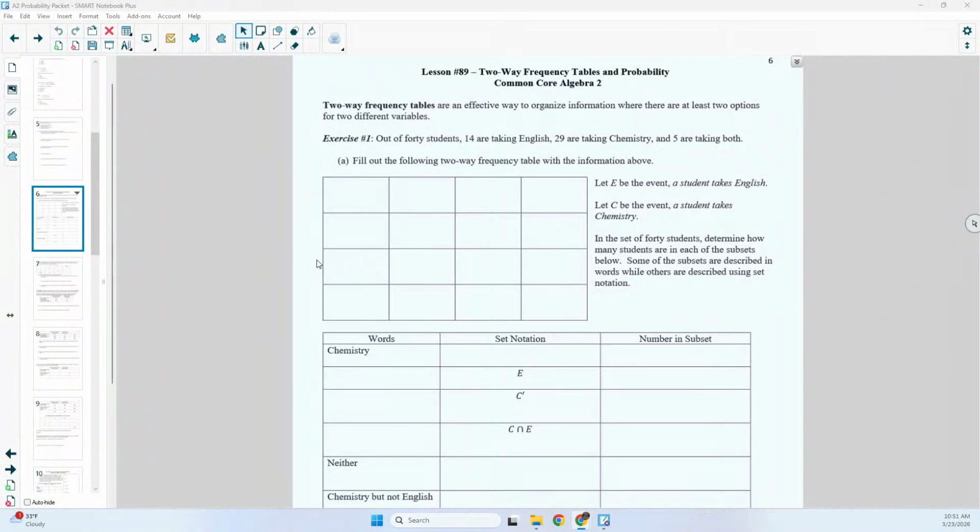So we are in lesson 89 and we're going to be looking at two-way frequency tables. Two-way frequency tables are a way to organize information that has two yes or no questions and show how they relate to each other. So the first part says out of 40 students, 14 are taking English, 29 are taking chemistry, and 5 are taking both.